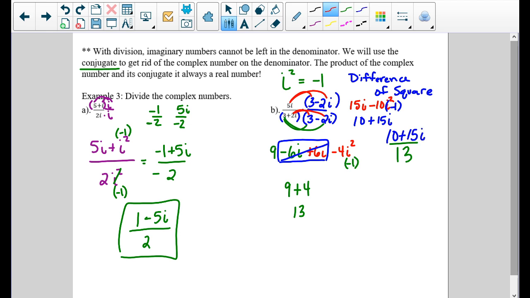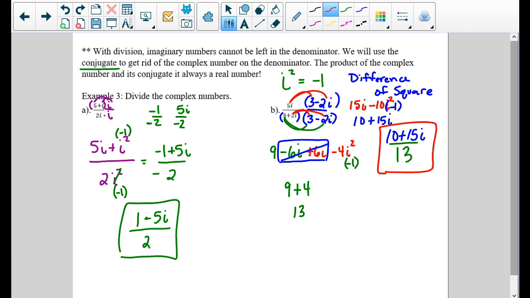Now, with this one, double check, can it simplify? Is there any number that goes into 13, 10, and 15? All three, it has to go into all three of them. So double check, is there a number that goes into all three of those numbers evenly? In this case, no. So we're done, and that's my final answer.